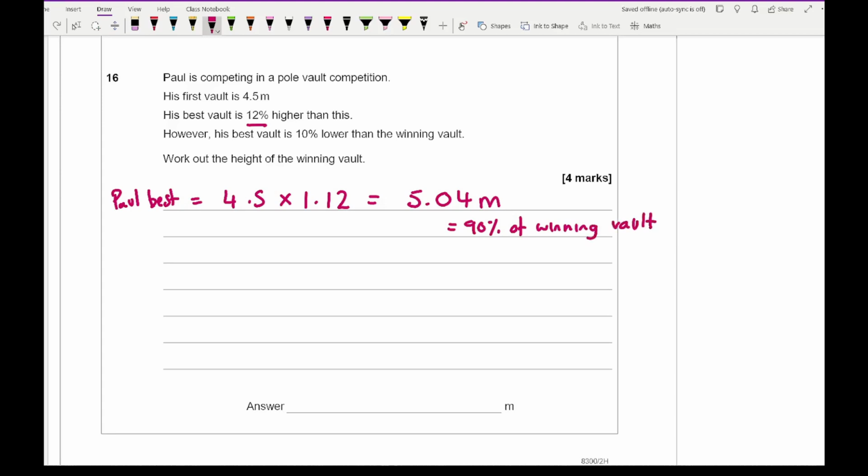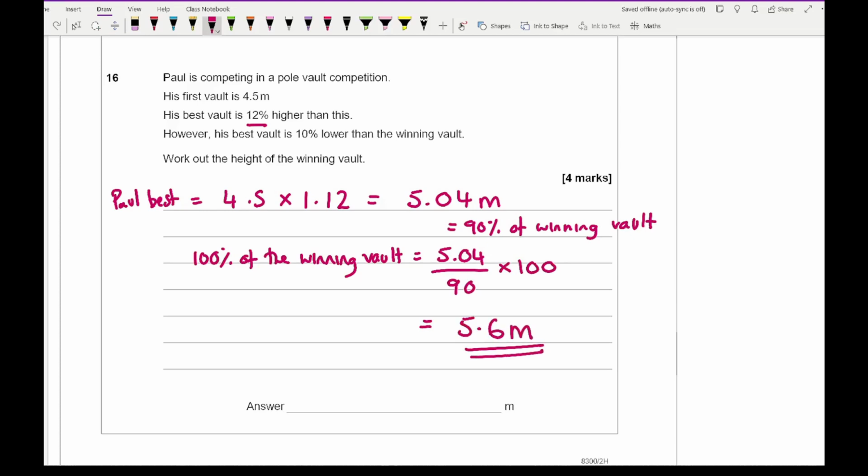So then to work out 100% of the winning vault, all I need to do is do 5.04, divide that by 90 so it tells me what 1% is, and then multiply that by 100 so I can work out what 100% is, and I get a final answer of 5.6 meters. Alternatively, you could have just done 5.04 divided by 0.9 if you're familiar with reverse percentages, in which you'll still get the same answer.